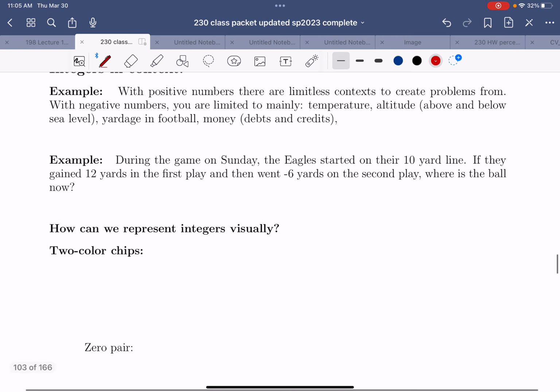So, for example, during the game on Sunday, the Eagles started on their 10-yard line. If they gained 12 yards in the first play and went -6 yards on the second play, where is the ball now, right? So in that case, you can work in some negative numbers.